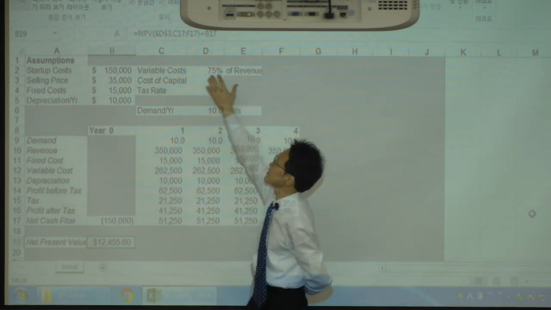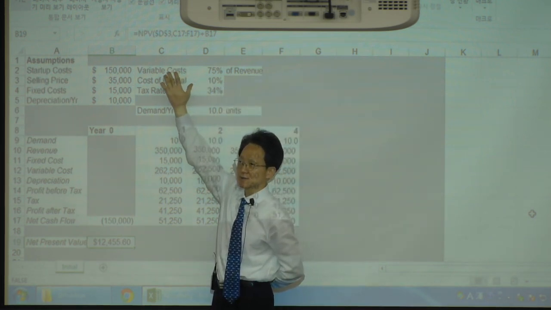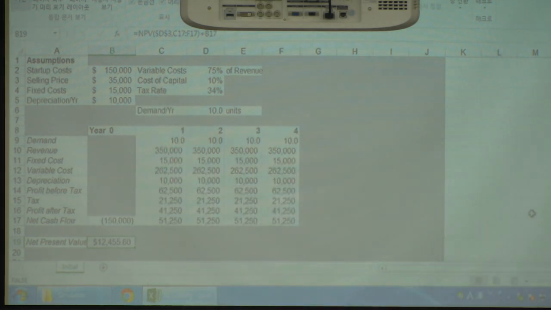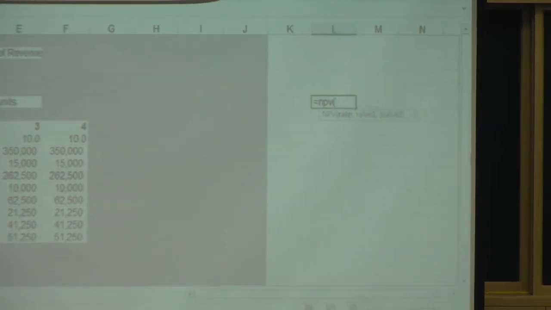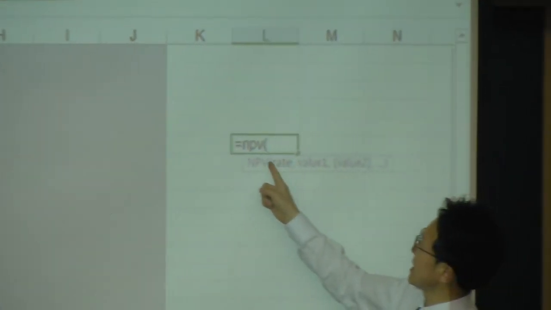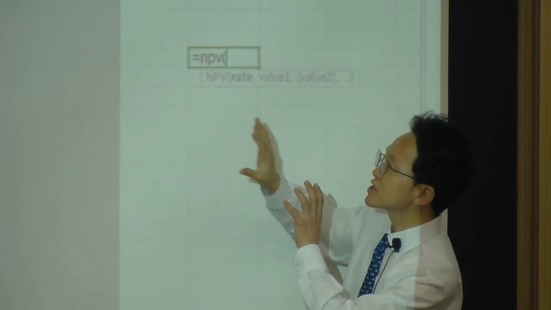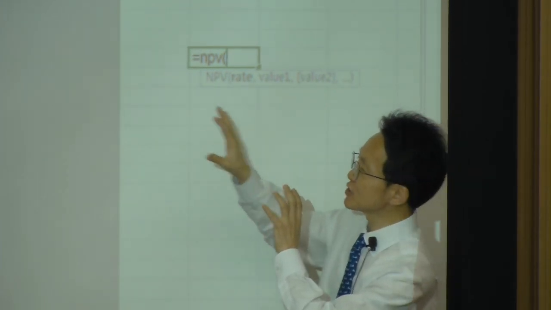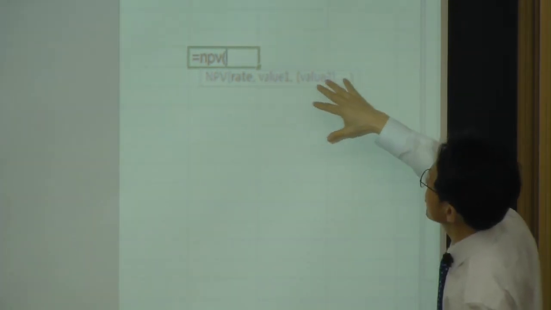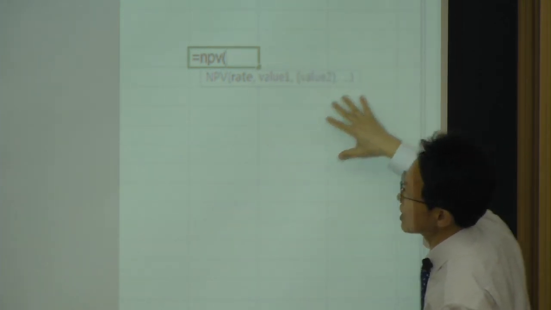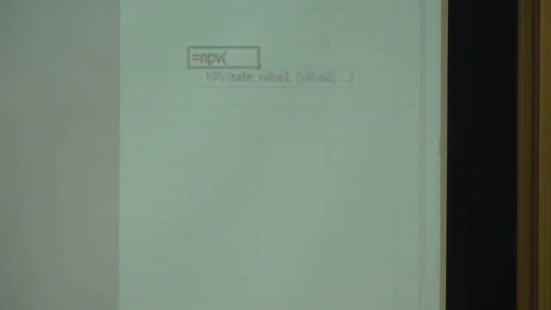In Excel, you have a net present value function, right? So you just type in, for example here, NPV, and then you have a couple of things. First, rate. In other words, what is the discounting rate? And usually the discounting rate is the cost of capital, so 10%. And then the values, which values you want to discount. I want to discount these values.